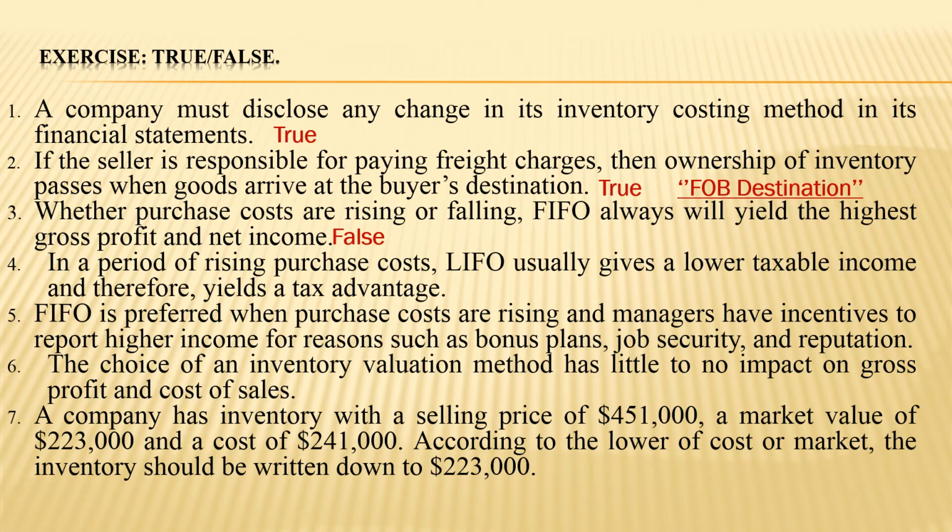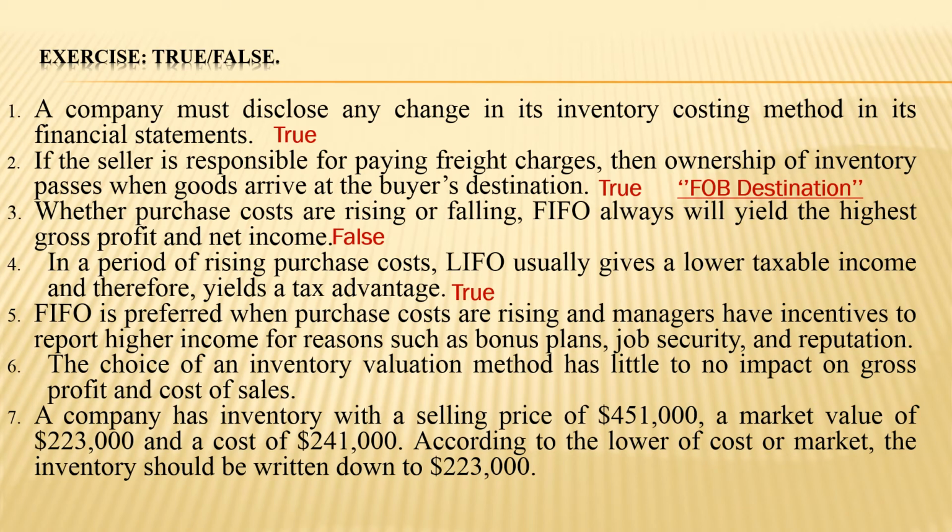net income and automatically the lowest taxable income, because as we said previously, the taxes are paid as a percentage of the net income. So if I have the lowest net income, this will automatically yield the lowest taxable income and therefore yields a tax advantage. Of course, I will pay less taxes if I'm using LIFO to calculate the cost of goods sold.